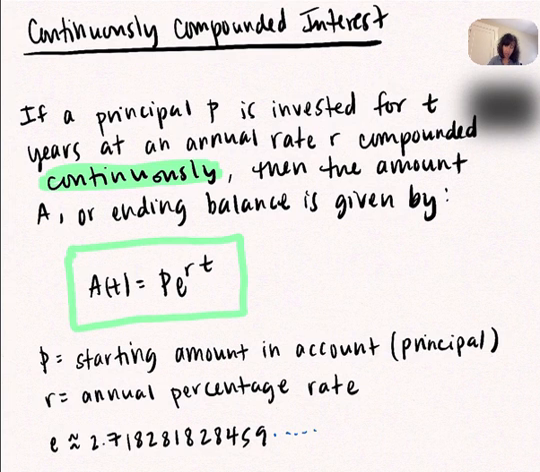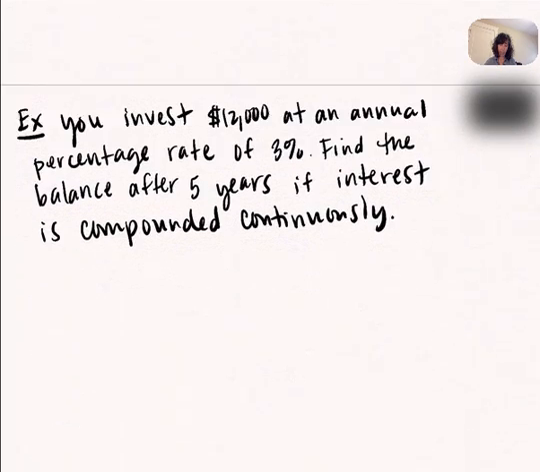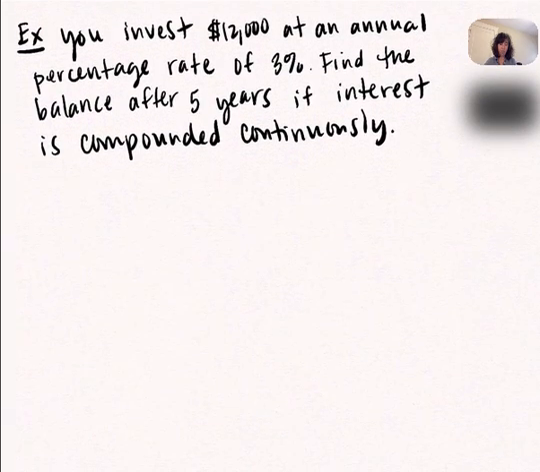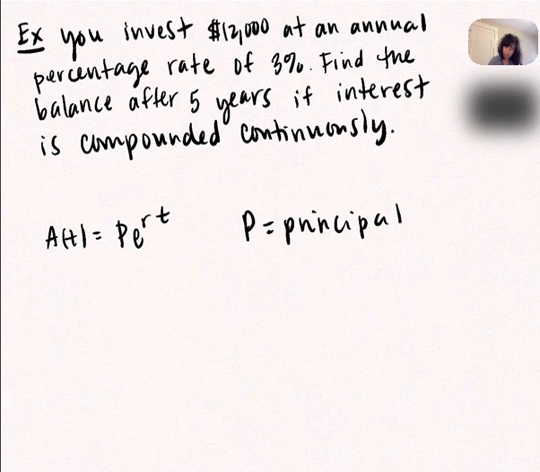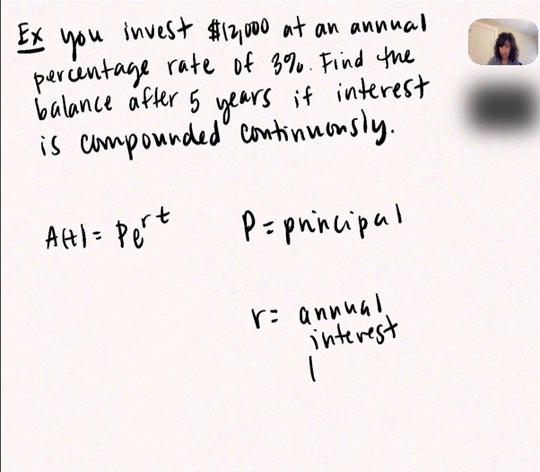So how do we use this formula to calculate the amount of money we've made if we've compounded continuously? So say you invest $12,000 at an annual percentage rate of 3%. Find the balance after 5 years if interest is compounded continuously. So if you compound continuously, you use this formula here, where P is the principal and R is your percentage as a decimal.